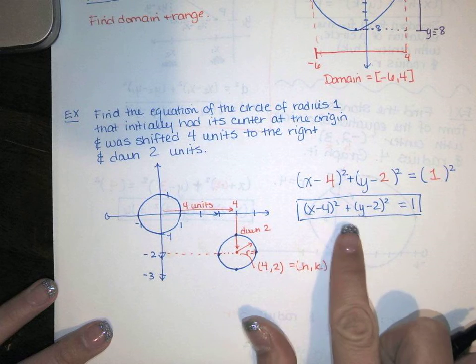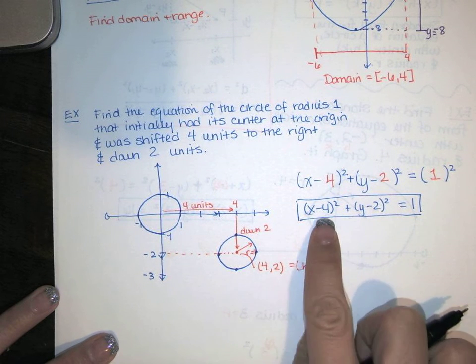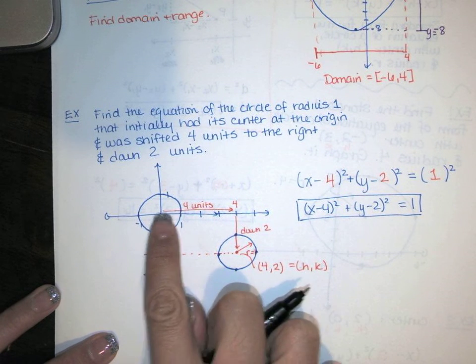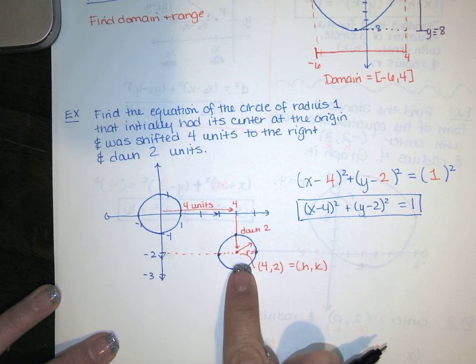So whenever you see this equation, you can think of it as the circle of radius 1 that's been moved 4 units this way and down 2 units this way.